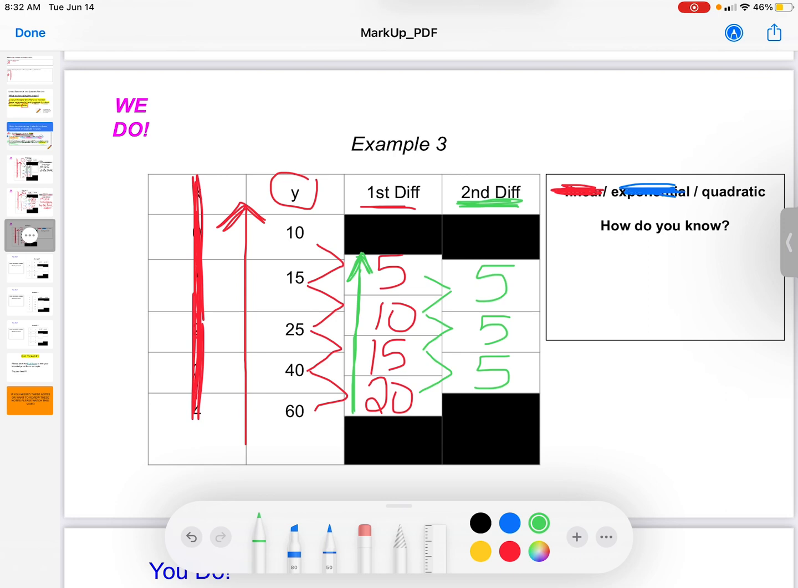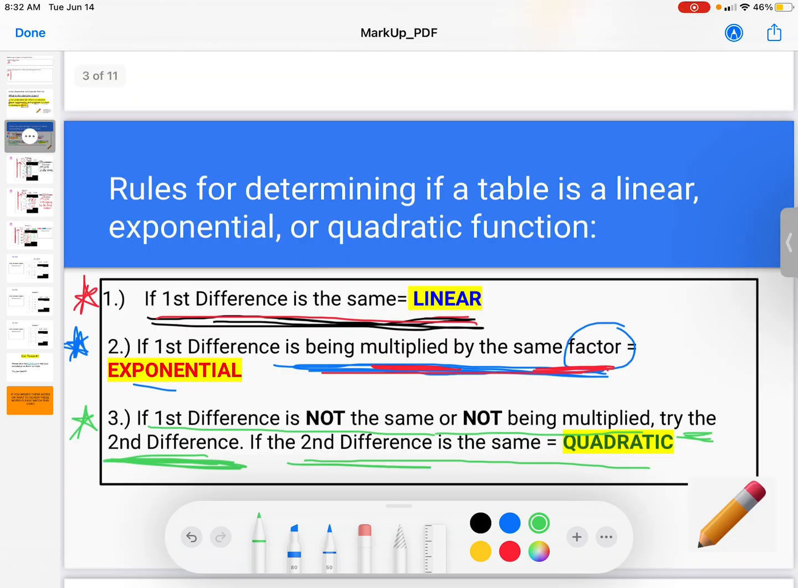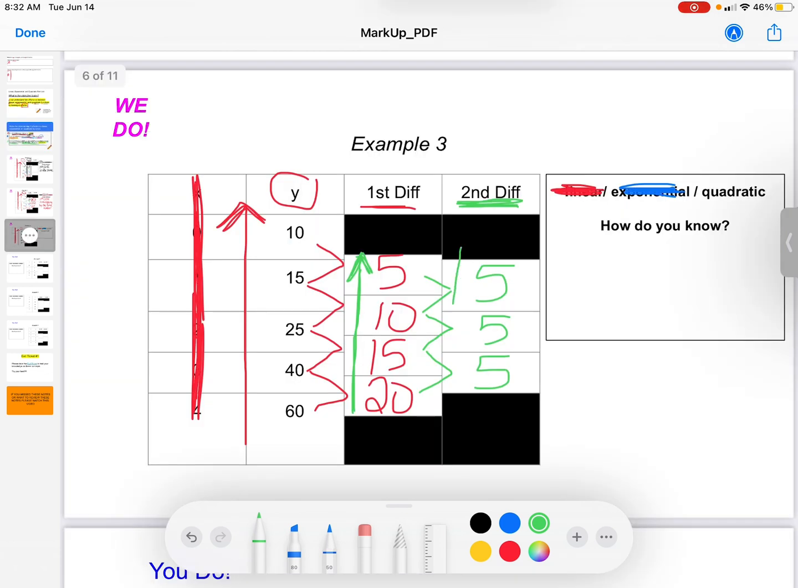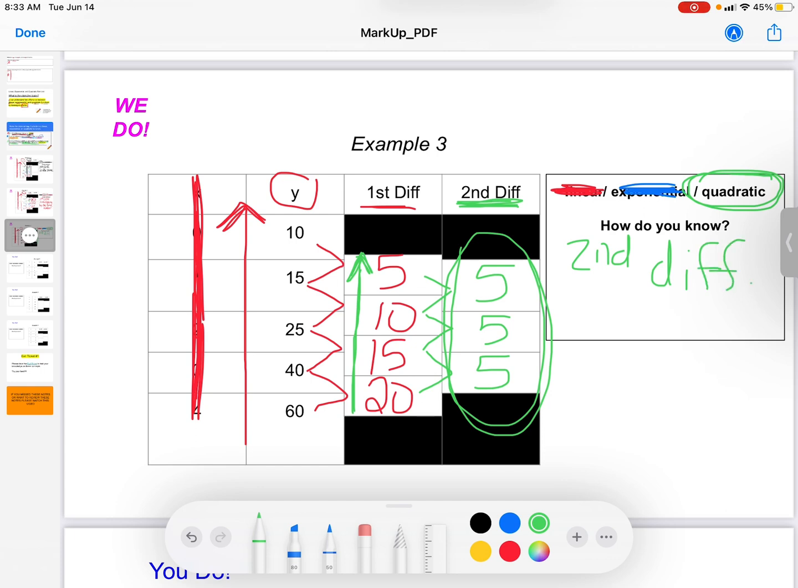Remember what that law said. It said if the second difference is the same, it is quadratic. My second difference is all the same. So this table is quadratic. We're going to circle it or highlight it. And when it says, how do you know? Well, for this one, the second difference, I'm going to shorten that again, difference is the same.